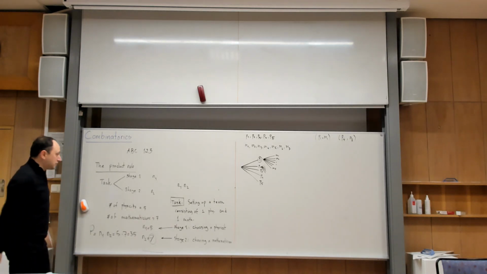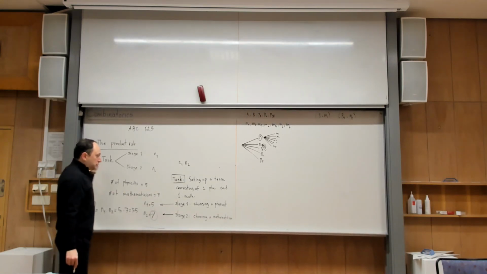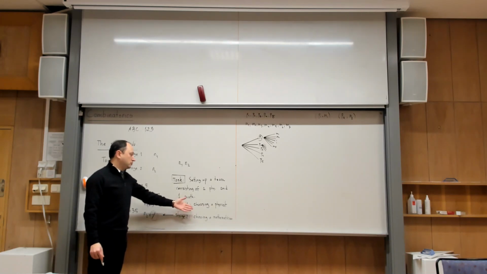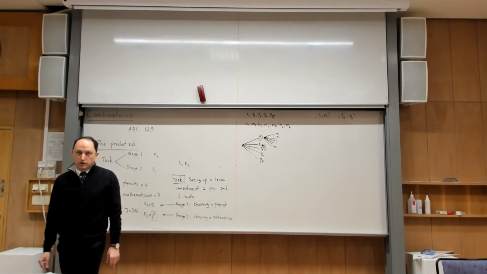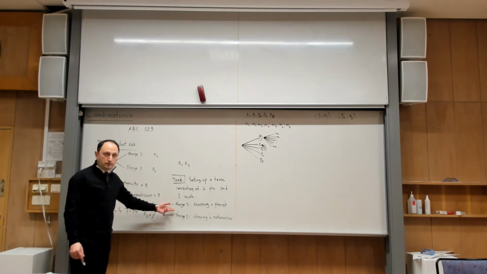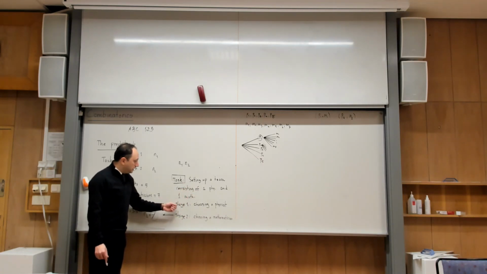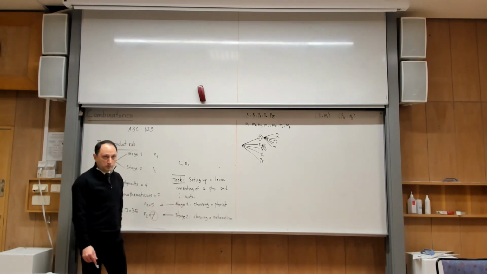Okay, let us understand these techniques I want you to learn. For example, I have given the priority to choosing a physicist first and a mathematician as the second stage. But do you think I could interchange them? The task is setting up a team consisting of one physicist and one mathematician. In this case, I have defined stage 1 as choosing a physicist, stage 2 as choosing a mathematician. Could I do it the other way around?